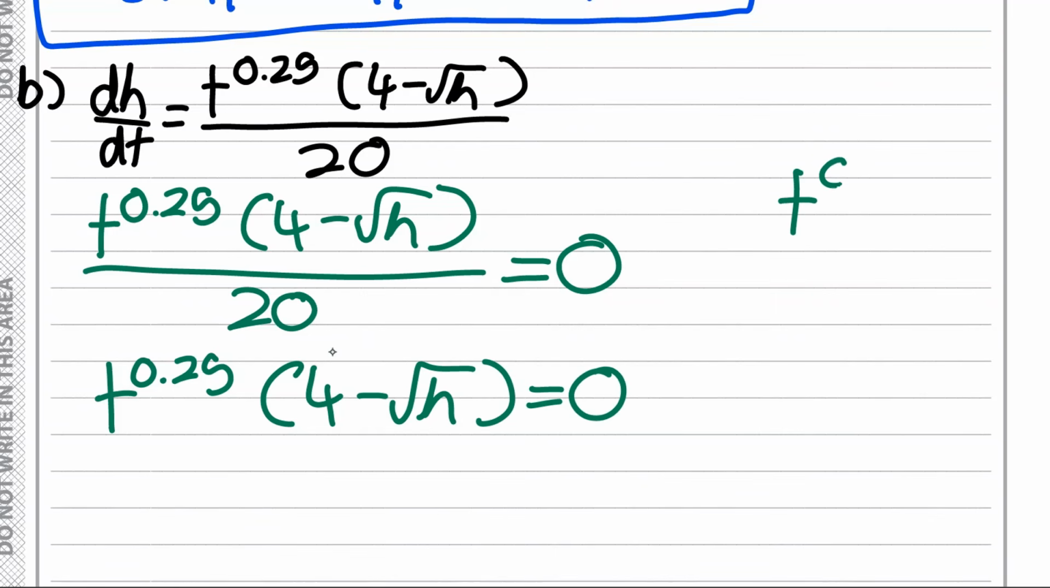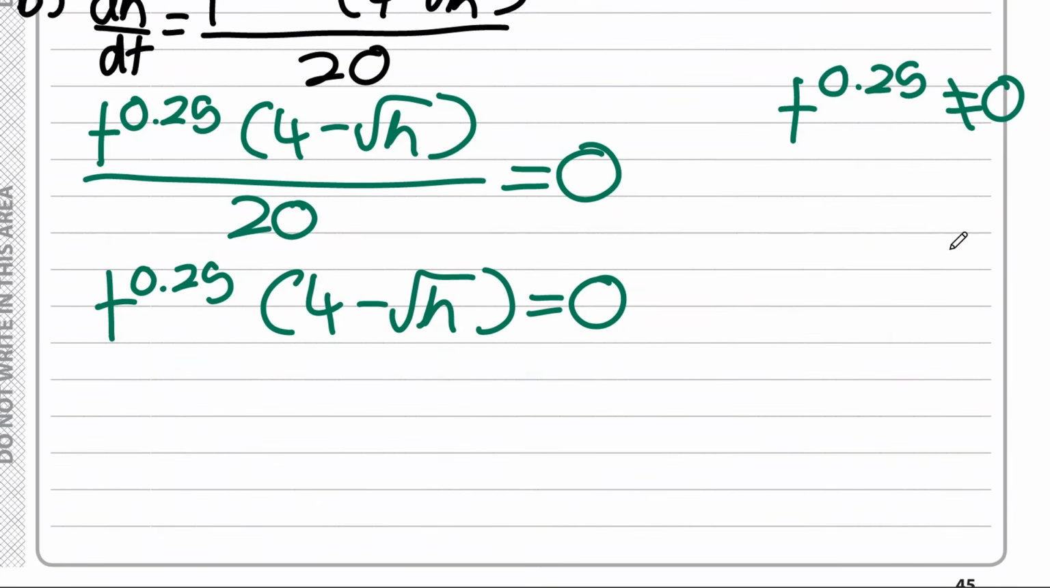Remember that t to the power of 0.25, anything to the power of something, cannot be equal to 0. So it doesn't matter what the value of t is, t to the power of 0.25 is not going to be equal to 0, so therefore we can divide by it because there's no chance that we're dividing by 0.